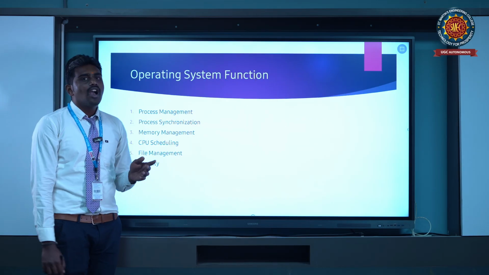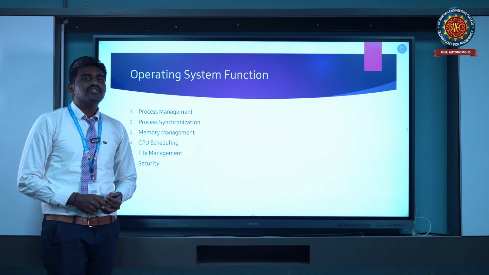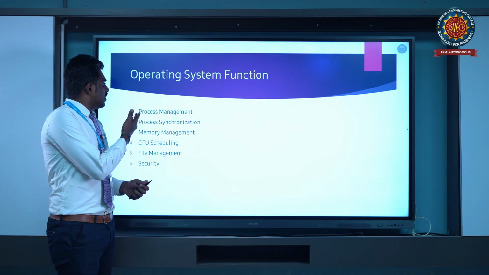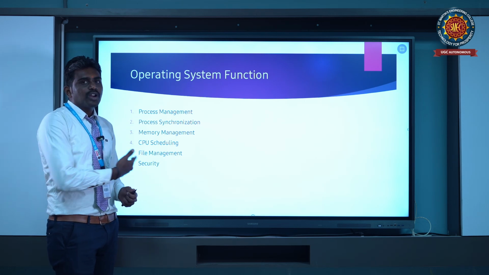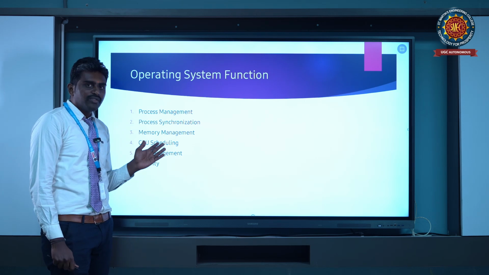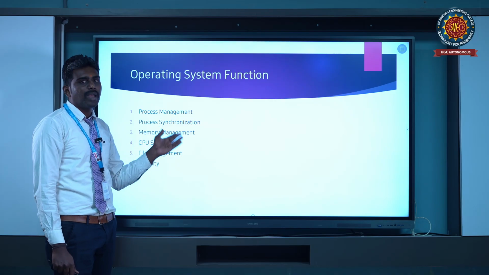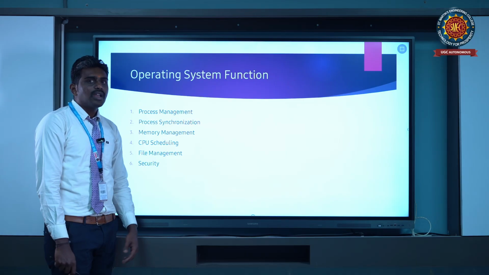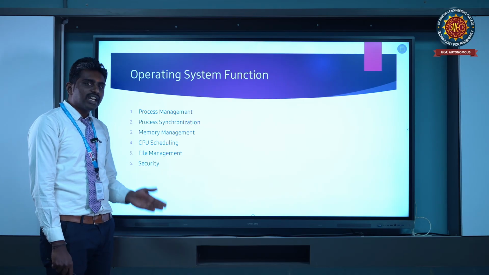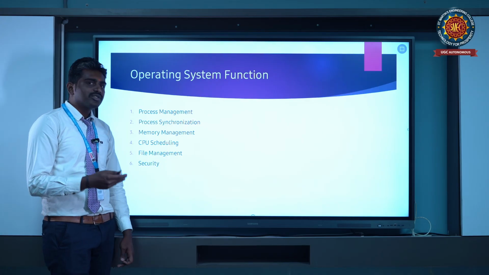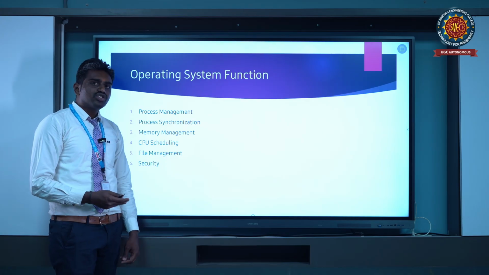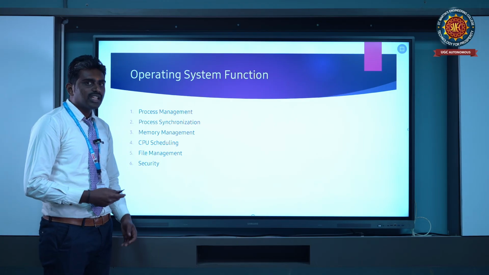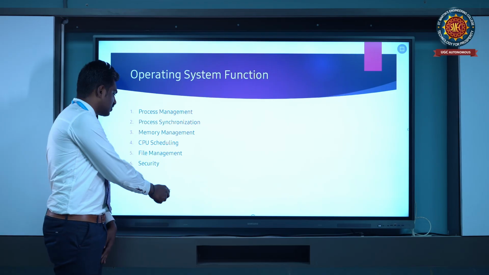Next one is operating system functions. The operating system implements a lot of functions, but we categorize them. First of all, process management. Process management is the major role of the operating system. The next one is process synchronization, and third is memory management, CPU scheduling, file management, user interface, and error debugging. These are the functions in every operating system.